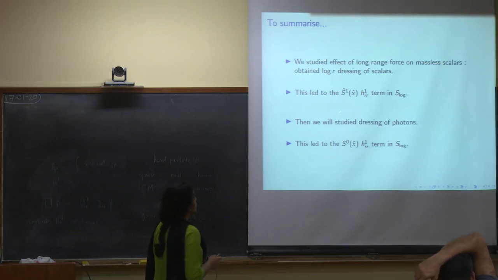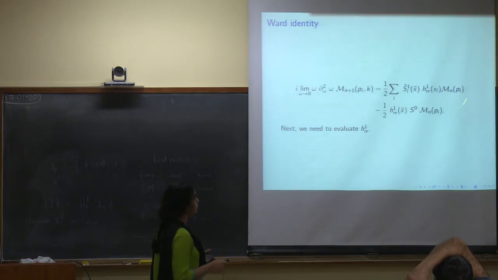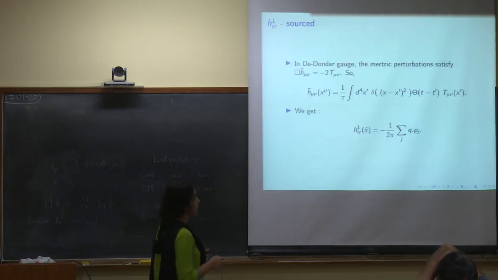Yeah. So we saw that the long range effect on the scalars produced the S1 hat HRR1 term, and similarly the dressing of photons produced the S0 HRR1 term. Okay. Now next we need to evaluate HRR. So this is the soft theorem. This Ward identity looks like this now, and we need to evaluate HRR1.